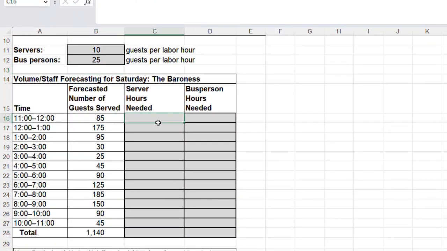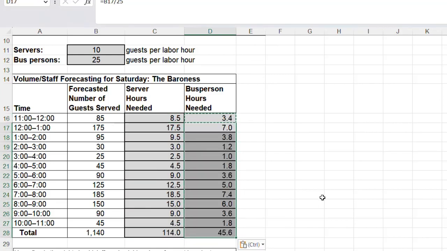All right, so if we want to calculate how many servers we're going to need, let's take the forecasted number of guests served, and we're going to divide that by 10. Now for bus people, I will divide that number by 25. And again, I can copy this formula for the whole chart. All right, so we see here, we can't schedule half a person. So what would you do in this situation?